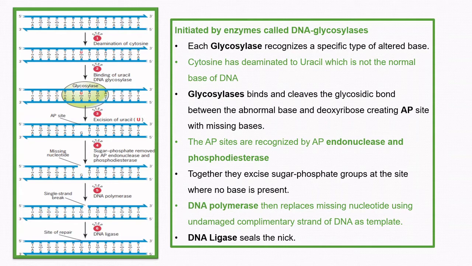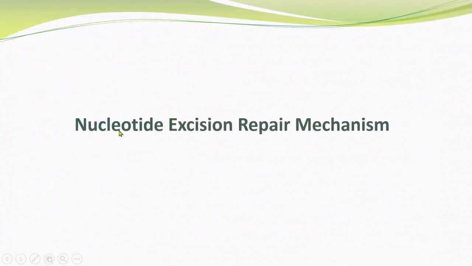Let's see another example of this mechanism, that is the nucleotide excision repair mechanism. As the name indicates, here a few nucleotides are excised or removed along with the nucleotide carrying the abnormal base, and then all these nucleotides are replaced. So there is an abnormal base, and this mechanism removes a few nucleotides, and those few nucleotides include the nucleotide that is carrying the abnormal base. So let's see how cut, copy, and paste works over here.